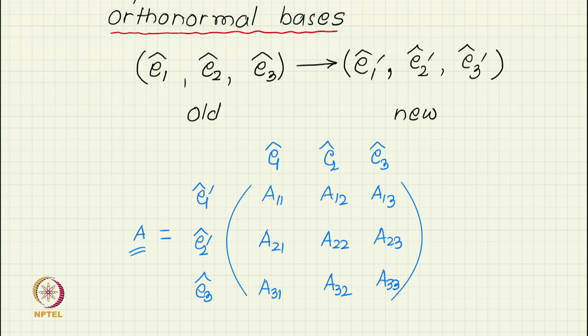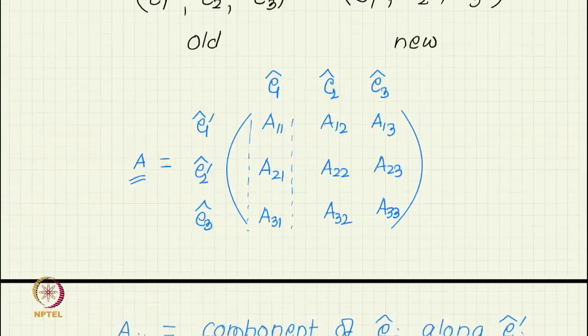And these components have the same meaning as we developed for the general case. So, A11, A21 and A31 are the components of E1 in terms of the new basis E1 prime, E2 prime and E3 prime. So, the first column is the components of E1, the second column is the components of E2 and the third column is the components of E3 in the new basis.